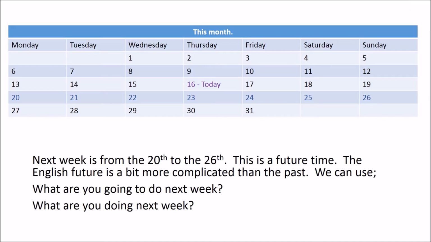Next week is from the 20th to the 26th. This is a future time. The English future is a bit more complicated than the past. We can use, what are you going to do next week? What are you doing next week?